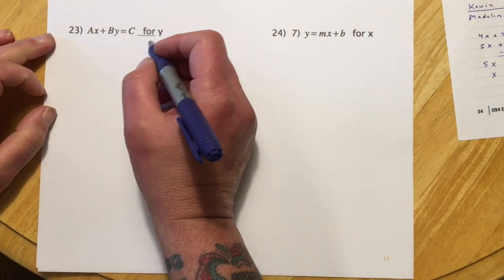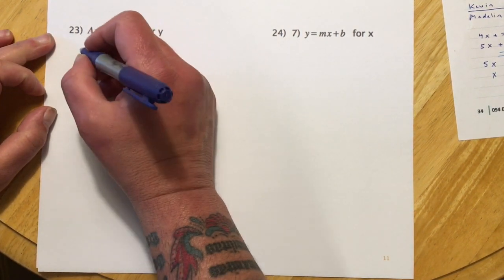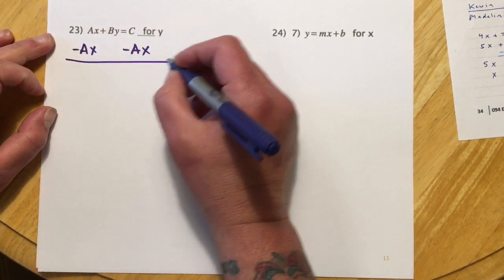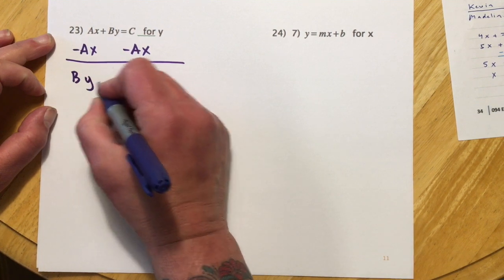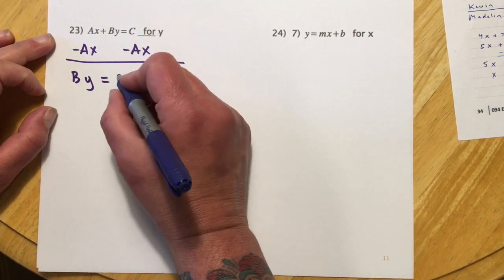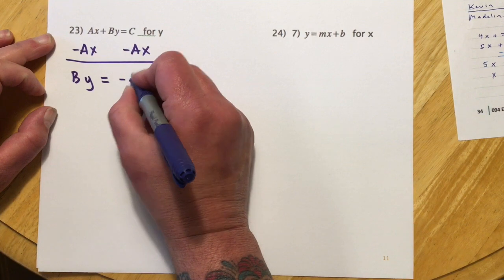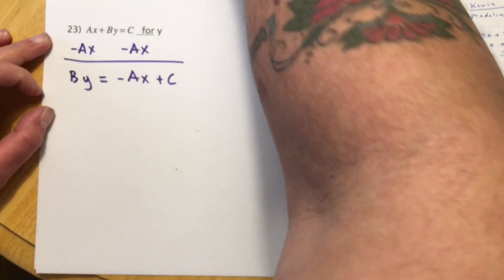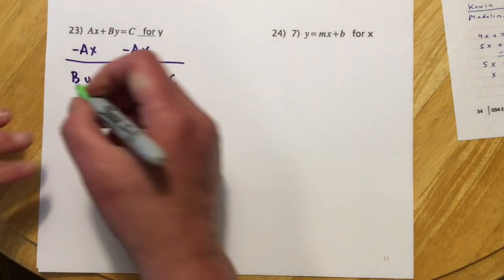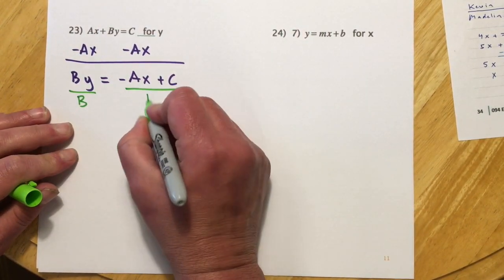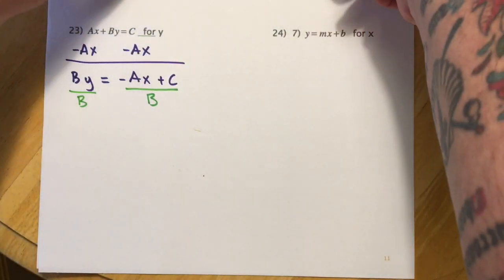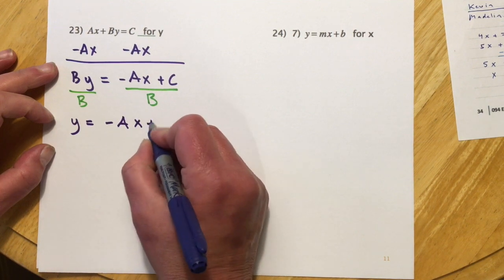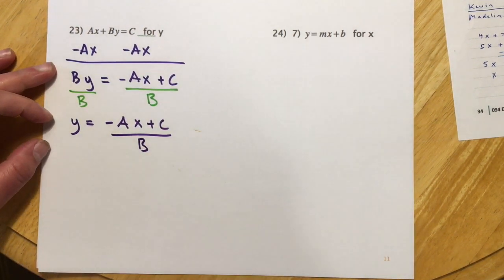Okay, and this next one is solving for y. It's basically the same problem as the first one. So what I'm going to do is subtract the ax over. So that's going to leave me by equals, and again, I could write it c minus ax or minus ax plus c, either direction. And then from there, I just have to divide by b. So that's going to leave y equals negative ax plus c over b.